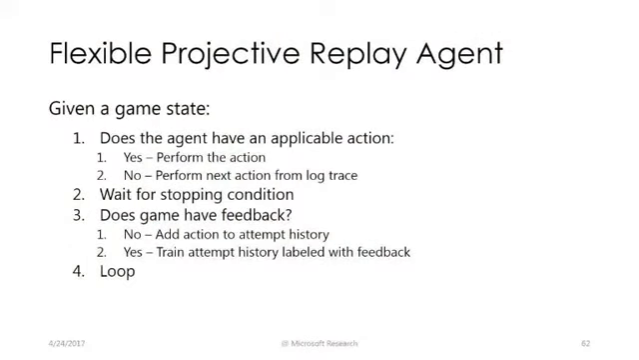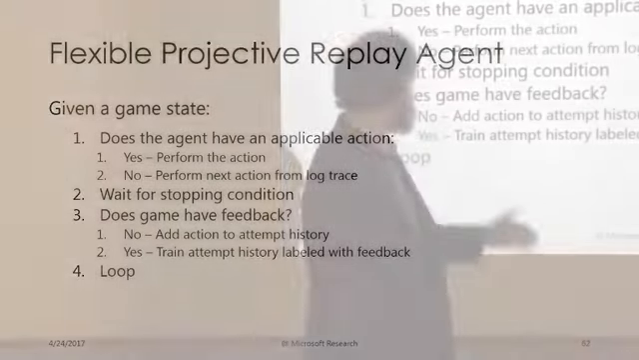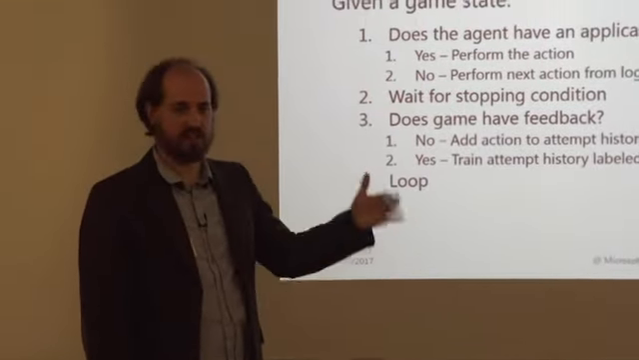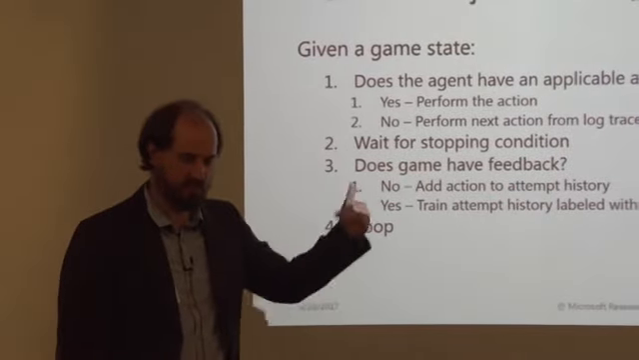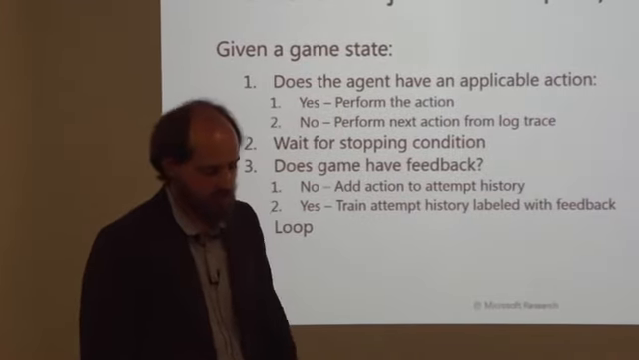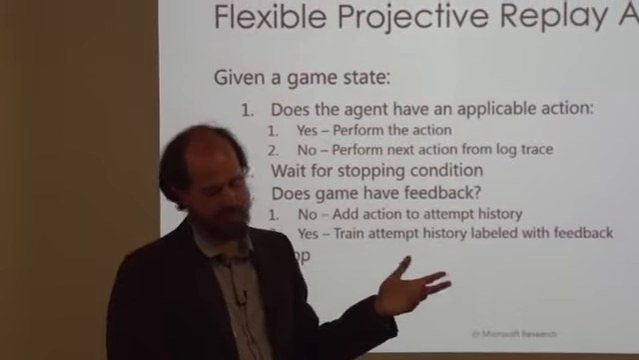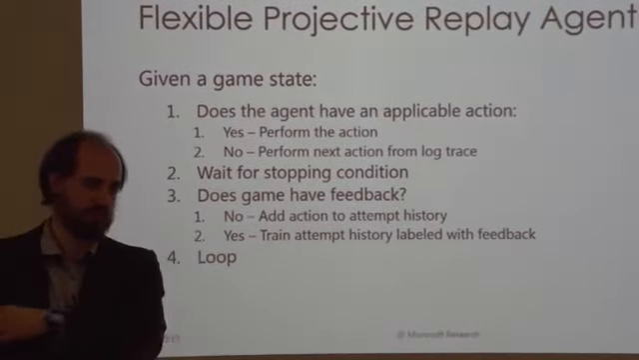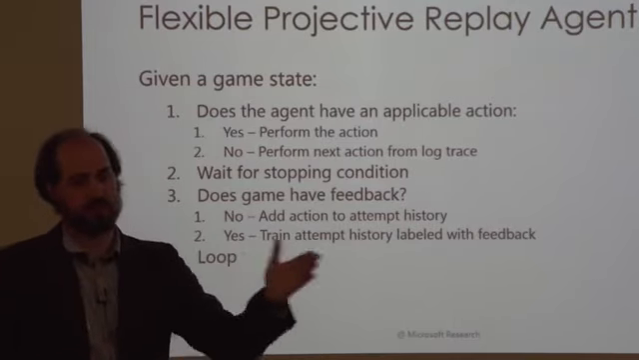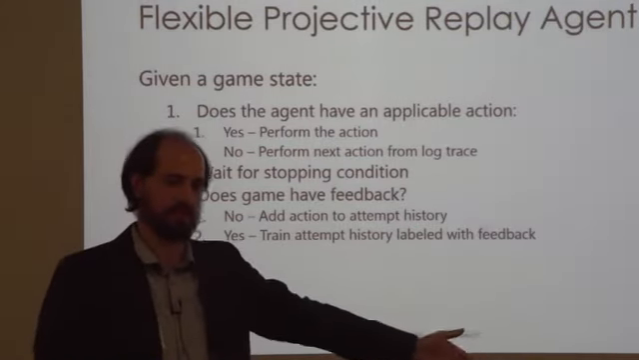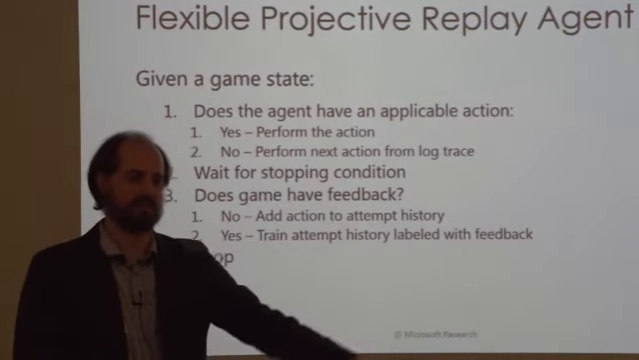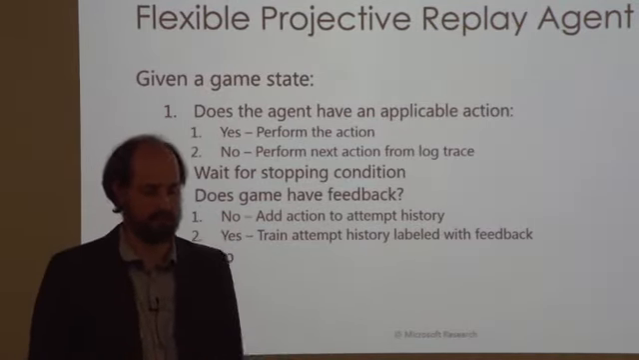So the way that the flexible agent works in comparison to the retrospective replay is essentially, given a new game state, does the agent have an applicable action? If it does, perform it. If it doesn't, it's essentially a simple recognize-act cycle. Then wait for the stopping condition: does the game have feedback? If no, add it to some list for this attempt. And once we do have feedback, we backpropagate that feedback and train the whole attempt at once. Because an issue with this agent is it's only getting feedback at the end of a level and not action by action like it would want.